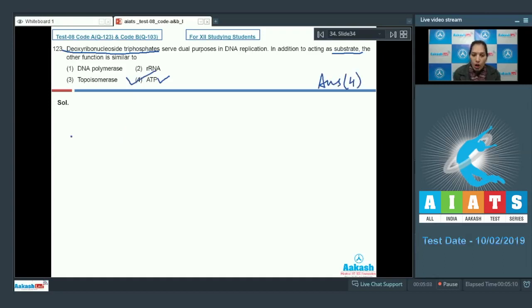But what about the other options? DNA polymerase is an enzyme which helps in DNA polymerization. Topoisomerase, again, is an enzyme which helps in removing the strain in the DNA strand during the DNA replication. rRNA is a component of ribosome. It's ribosomal RNA. Let's move to the next question.